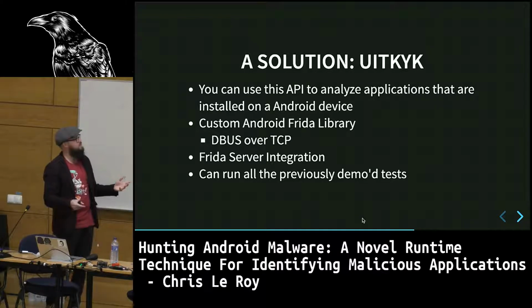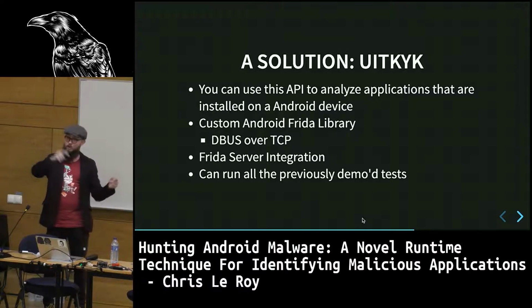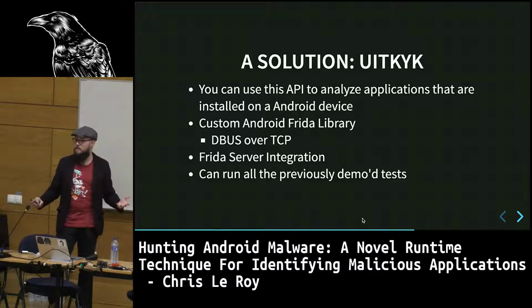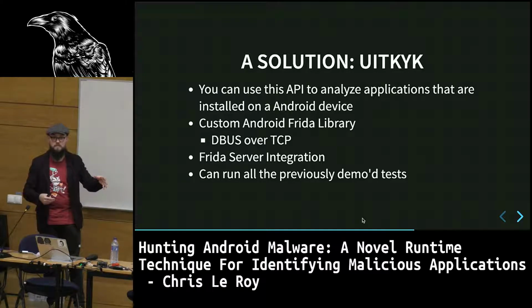But what's cool about this is that you can run all the tests that I demoed earlier. You can run this via 8cake. You can say, give me the processes for a system, or you can say, process X, tell me if it's using objects A, B, and C, and give me the values of these objects at runtime from an Android app.